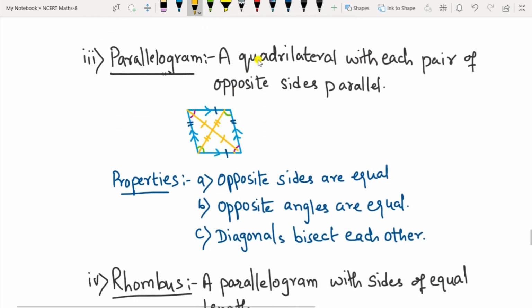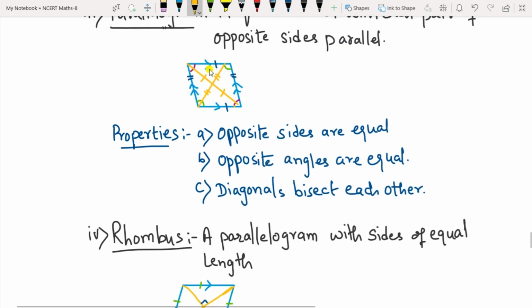Then the third type of quadrilateral is the parallelogram. A quadrilateral with each pair of opposite sides parallel is called a parallelogram. So opposite sides are parallel to each other. You can see the arrow. So this one is parallel to this and this is parallel to this, and its length is also equal to this and its length is also equal to this. So that is a parallelogram. So opposite sides are equal, opposite angles are also equal. Here you can see with the violet color, opposite angles are equal. This one in green, opposite angles are equal, and diagonals bisect each other. So diagonals are divided into equal halves, but they are not of equal length, but this is the midpoint.